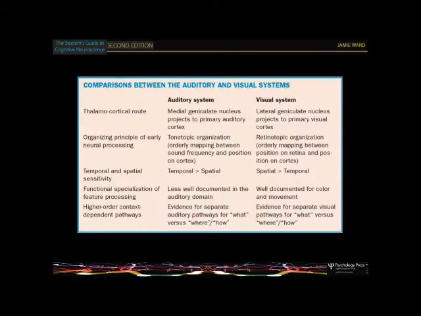This is just a summary of how the auditory system works and how it's similar and different to the visual system. In both cases, you've got this intermediate station in the thalamus, your medial geniculate nucleus, that projects to there. You've got different organising principles, though. In the auditory system, you've got this tonotopic mapping. Different frequencies are represented in different parts of the brain. In the visual system, you've got retinotopic. Different regions of space are represented primarily in the brain.